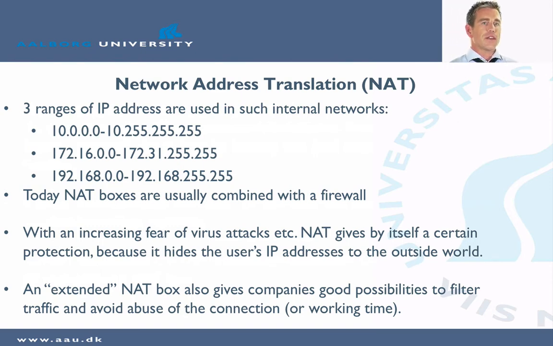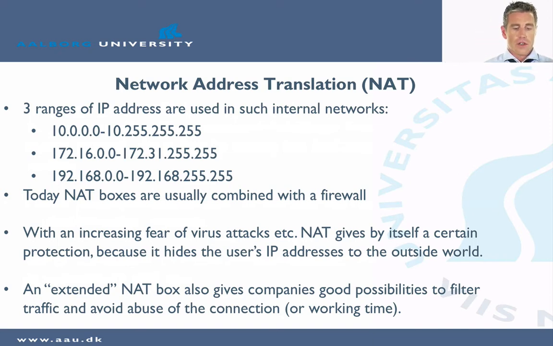So when using network address translation, first of all, we have three ranges of IP addresses that are used in internal networks. And this corresponds also to the classes we have seen before. One starts in the range of 10, one starts in the range of 172, and one starts in the range of 192. So if you have one of these addresses, it's probably an internal address.